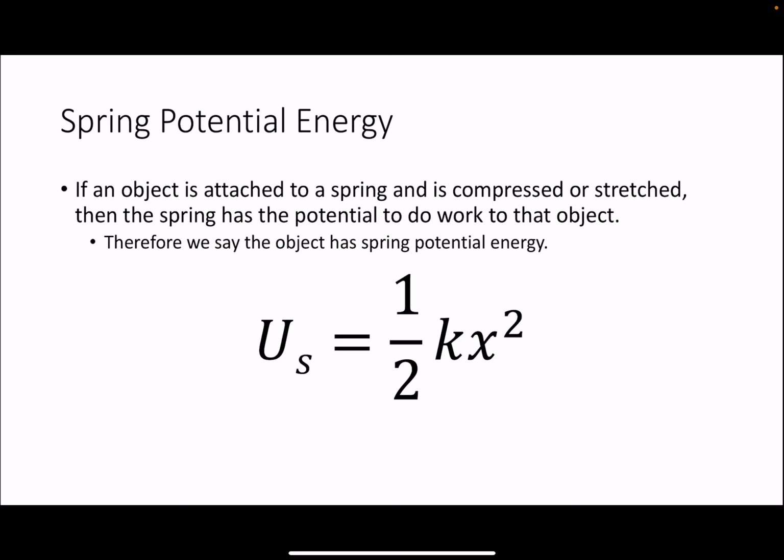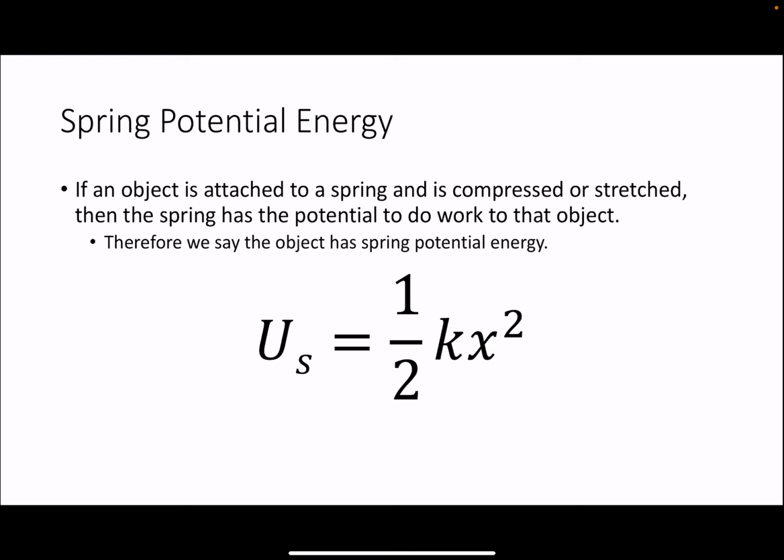We also have spring potential energy. If an object is attached to a spring and is compressed or stretched, then the spring has the potential to do work on that object, right? Think about it. If you put an object on a spring and you compress or stretch it, it's going to try to push back. And if it pushes back, then it's going to give energy to that object. It's going to speed it up or slow it down. It has the potential to do work due to the spring.